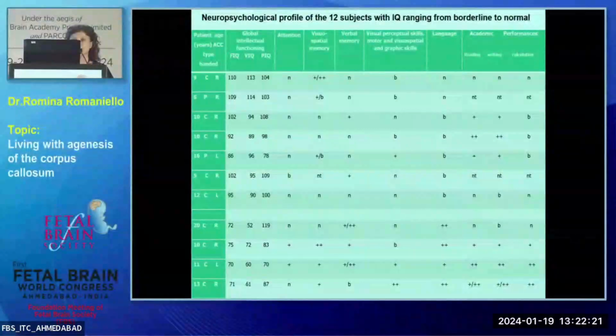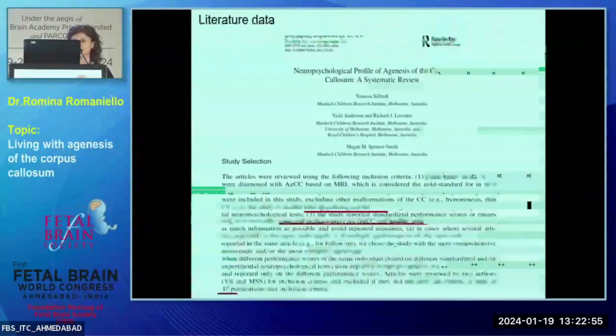This is the neuropsychological profile of the 12 subjects with IQ ranging from borderline to normal. You can see that only 2 subjects present partial ACC, and you can see the distribution of attention difficulties, visuospatial memory, verbal memory, visual perceptual skills, motor and visuospatial and graphic skills, that range from normal to borderline or plus impairment of different range, language and academic performances.